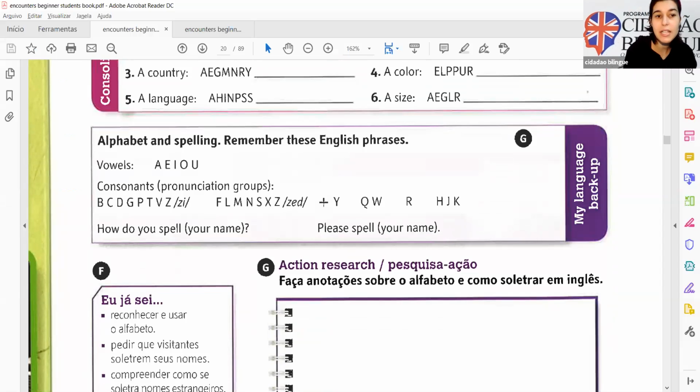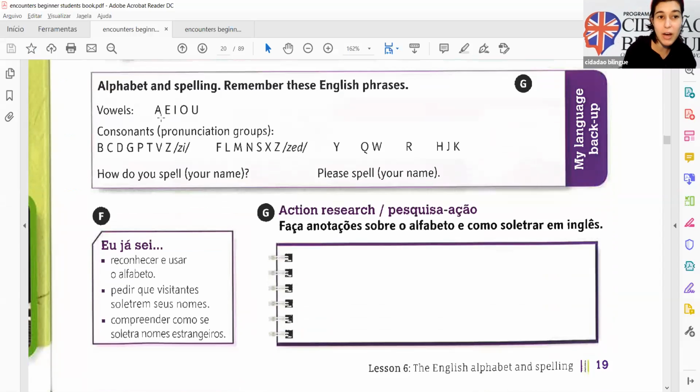Okay, so let's remember these English phrases, okay? We have the vowels, right? A, E, I, O, U. Again, one more time. A, E, I, O, U. And we have the consonants. B, C, D, G, P, T, V, Z, okay? So these are the consonants that are pronounced with the E sound.